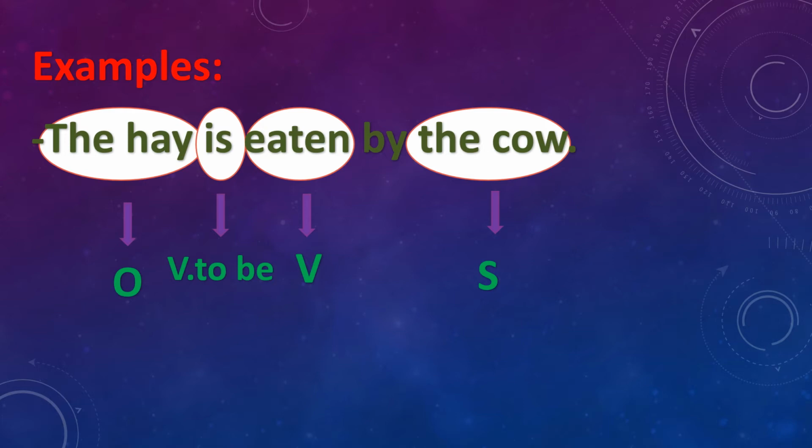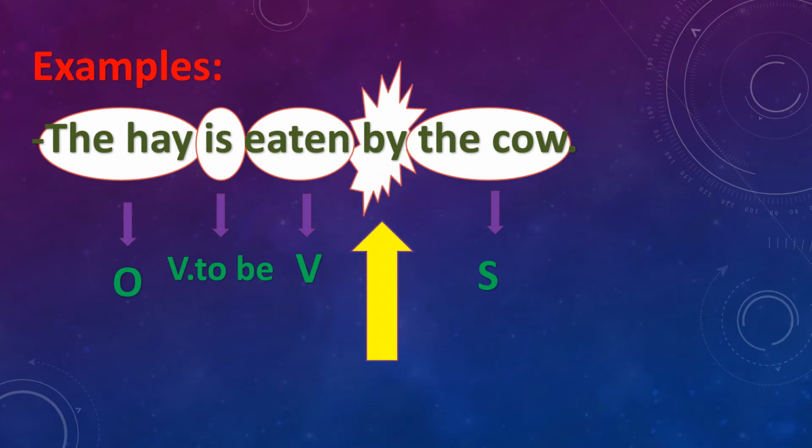But this is an important thing that you must notice here, which is by. In the passive voice sentences, guys, we should use by. If you are going to mention the subject, you have to say by the cow, as in that example, the hay is eaten by the cow. So we should put by before the subject in the passive voice sentences, but it's an optional thing. We can say the hay is eaten, and that's it.